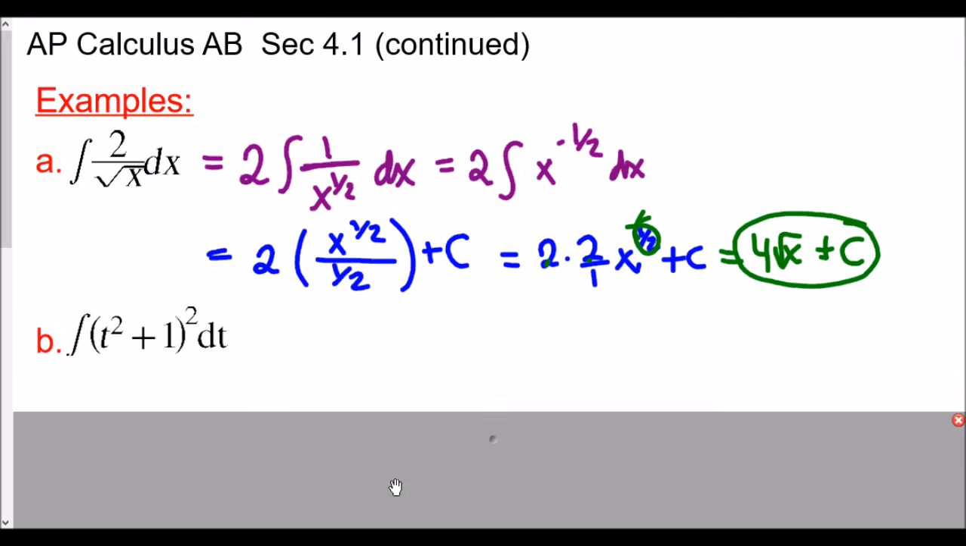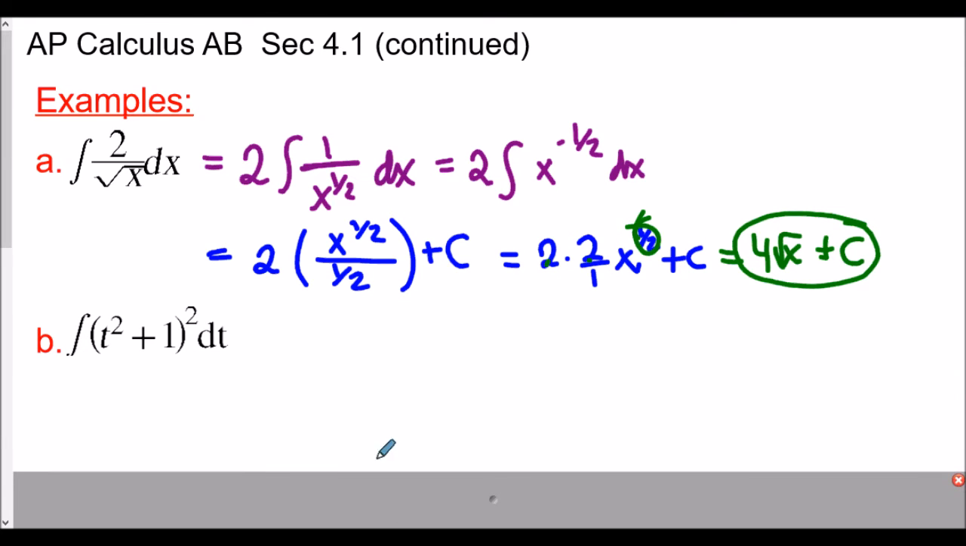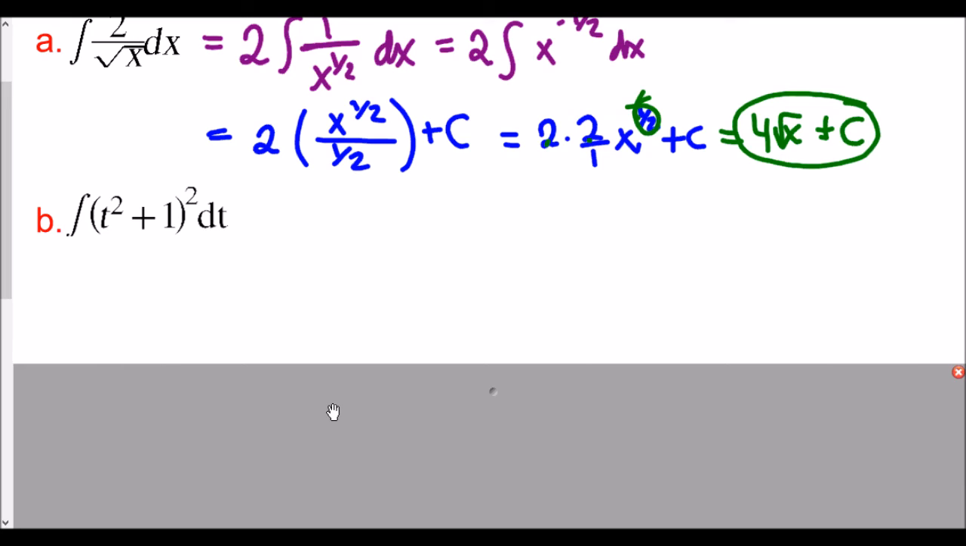So let's look at another example. So we have the integral of t squared plus 1, but it is all squared. So be careful here. When we're taking the derivative, if we were taking the derivative of this, it would be a chain rule. But remember, we have no chain rules, product rules, quotient rules. We don't have any of that with integrating.